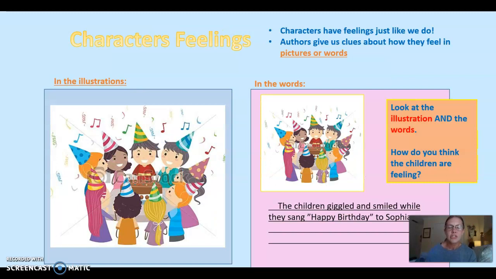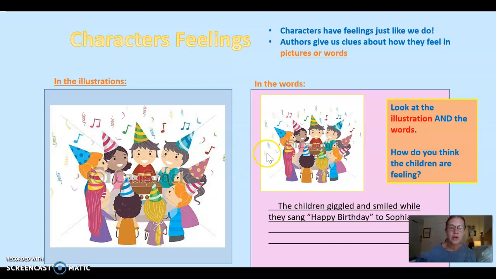Characters have feelings just like you and I do. And authors give us clues about how our characters feel in pictures or words. In the illustrations, the author could show how the character is feeling by showing emotion on the character's face. Like right here, you can see that all of my characters are smiling, and I see that because their teeth are showing and they're making a big wide smile and they look happy to me.